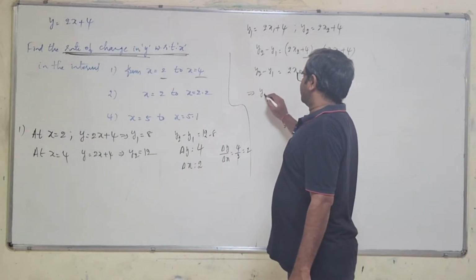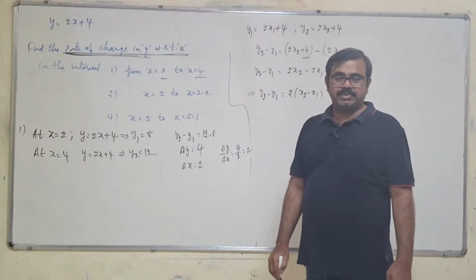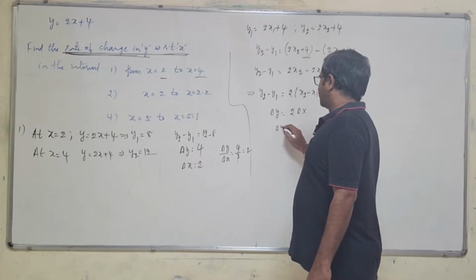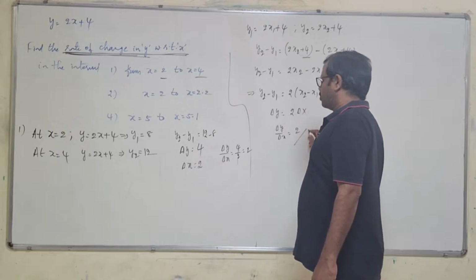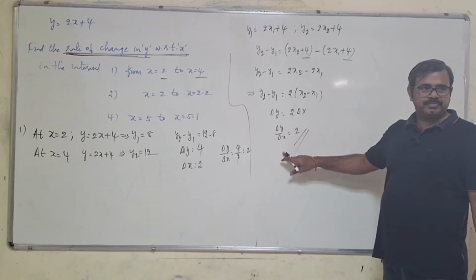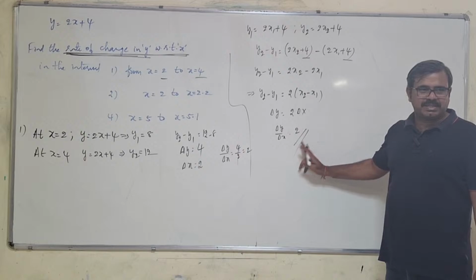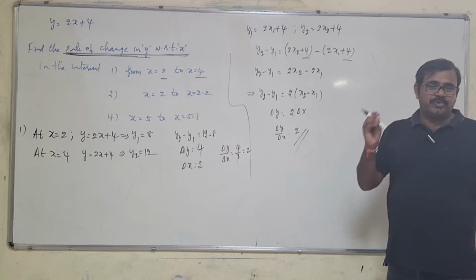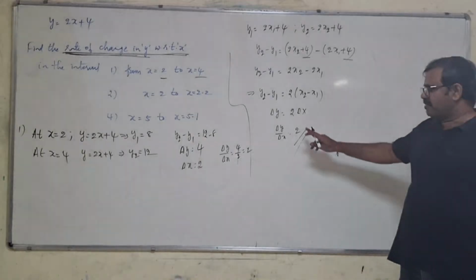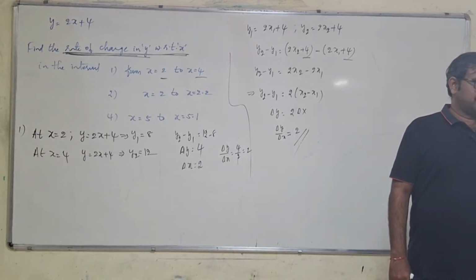So y2 minus y1 equal to, what do you get? 2 into x2 minus x1. So delta y is equal to, what are you getting? 2 delta x. So delta y by delta x is equal to 2. So in whatever may be the interval, always delta y by delta x, you are getting a constant value, right? Is it variable or constant? Constant. So for whatever may be the change in x, the rate of change delta y by delta x is always equal to 2 only. You understand what I'm saying?